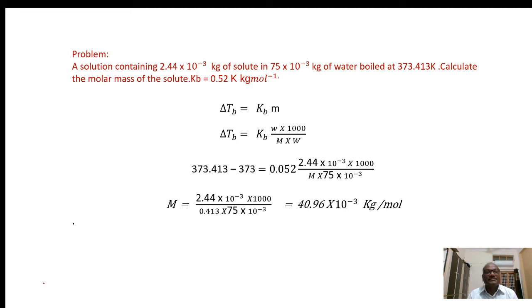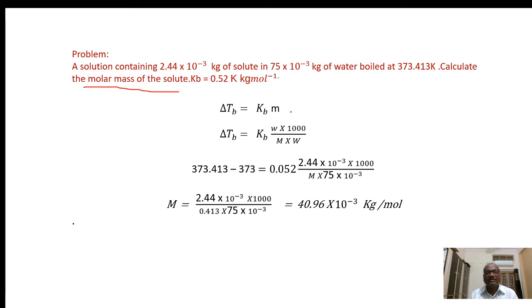Next we see a problem on this. You read the problem. A solution containing 2.44 into 10 power minus 3 kilograms of solute in 75 into 10 power minus 3 kilograms of water boils at 373.413 Kelvin. Calculate the molar mass of solute, and Kb is given for water. It is 0.52 Kelvin kilogram mole inverse. Okay, so here we have to find out the molar mass of solute.